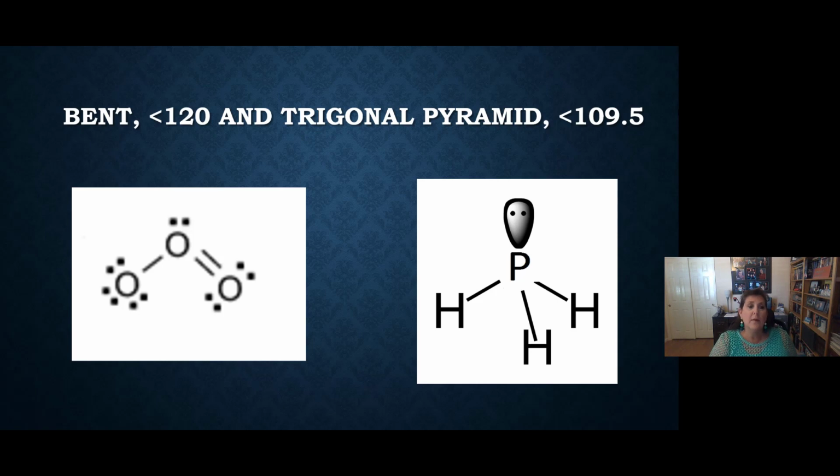And the generic formula is AB2E. So it's the bent up here, and the bond angle's a little less than 120 degrees. There's only 1 lone pair on the center O. And so the generic formula is AB2E. It's bent. It is bent. All right, I hope you got those right.